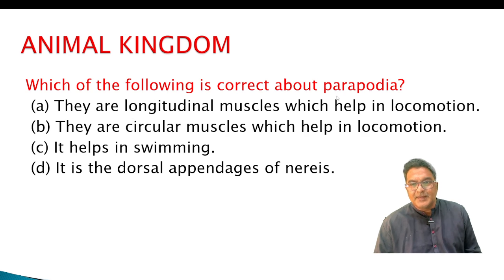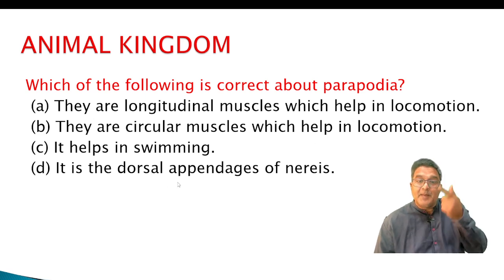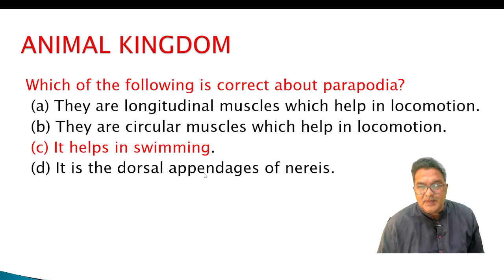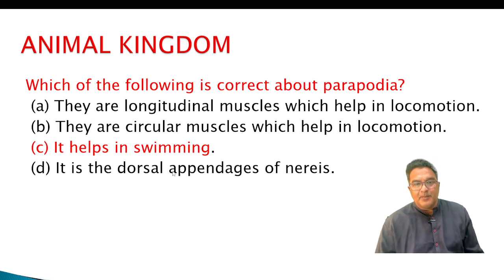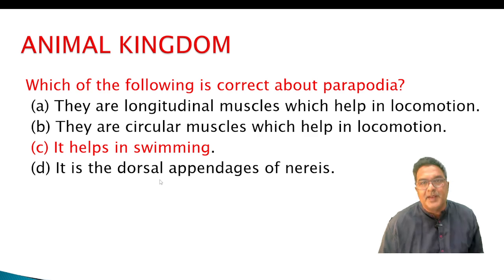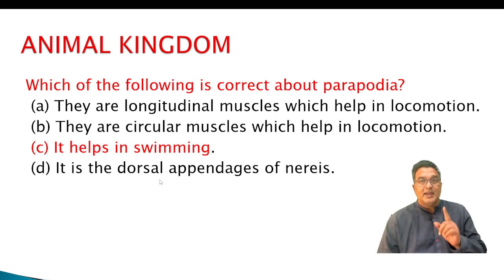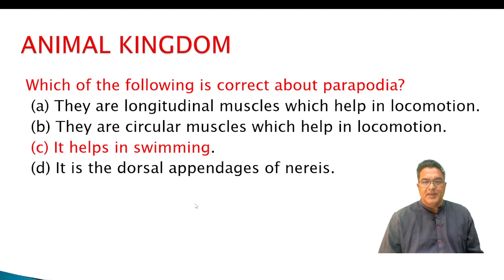But which of the following is correct about parapodia? What is parapodia? They are appendages of Nereis. But here it is given dorsal appendages. What are they? Lateral appendages. So if lateral appendages were given here, we would select that option, but it is given helps in swimming. Yes, parapodia are helpful for swimming and, being vascularized, they are also used for respiration. So among the given, I am selecting helps in swimming.